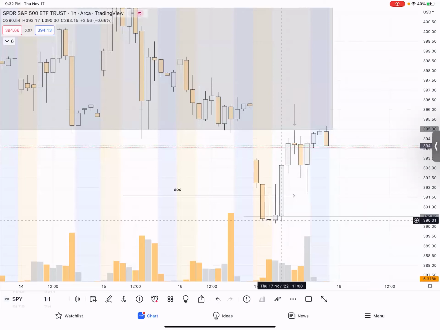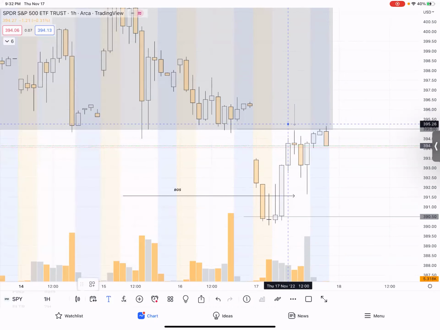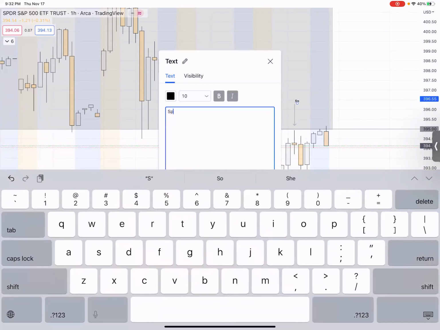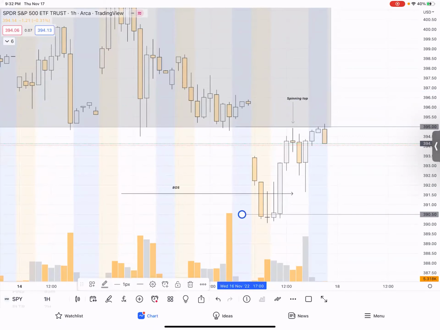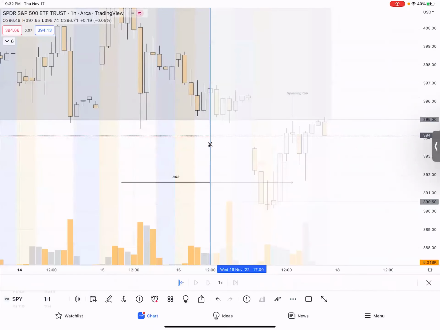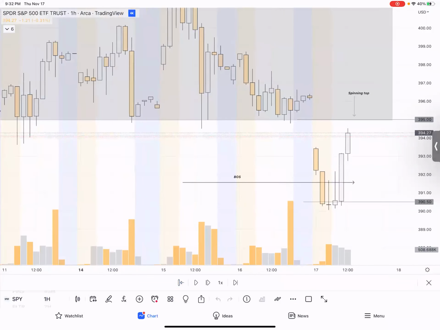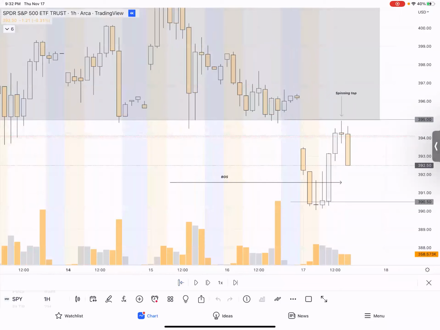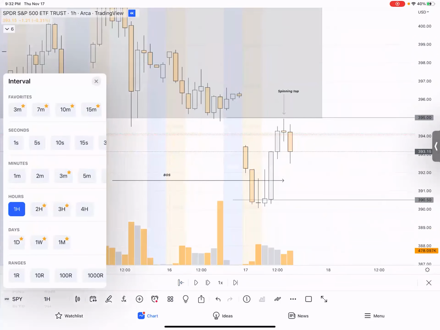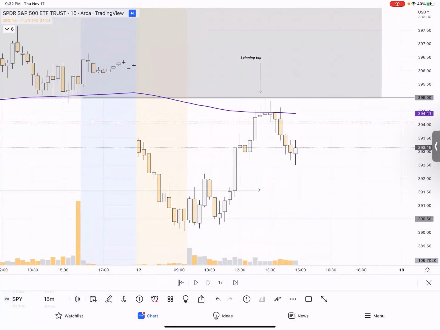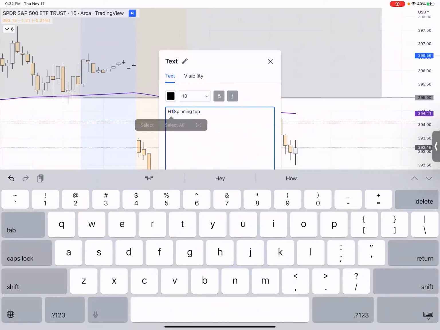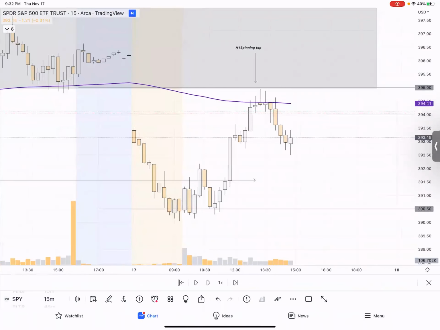So on the 1 hour, I marked off my swing low, my session high, and I noticed the spinning top, which indicates indecision. Let's drop down to the 15-minute time frame. H1 spinning top.